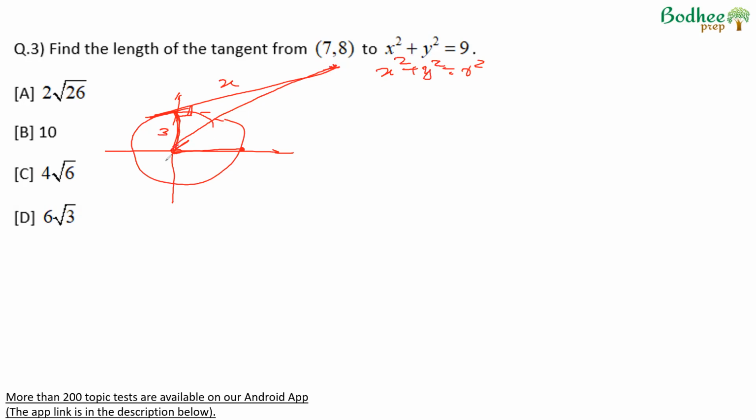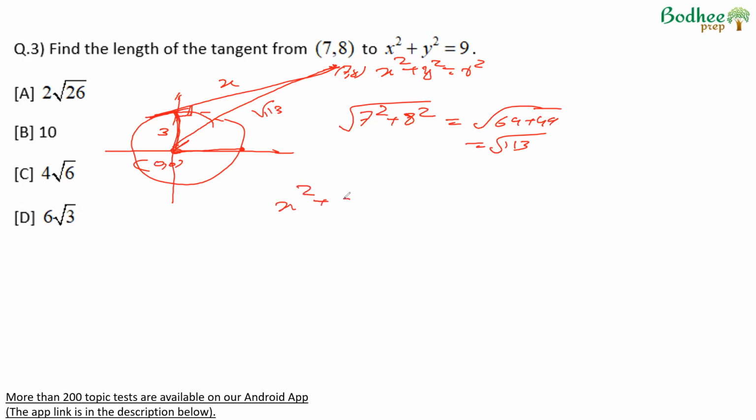Now from 0, 0 to 7, 8, the distance of this line will be root of 7 minus 0 square plus 8 minus 0 square, which is root of 64 plus 49, 113. So this length is root 113. Now in this triangle, we can apply Pythagoras theorem and we can say x square plus 3 square is equal to root 113 square.